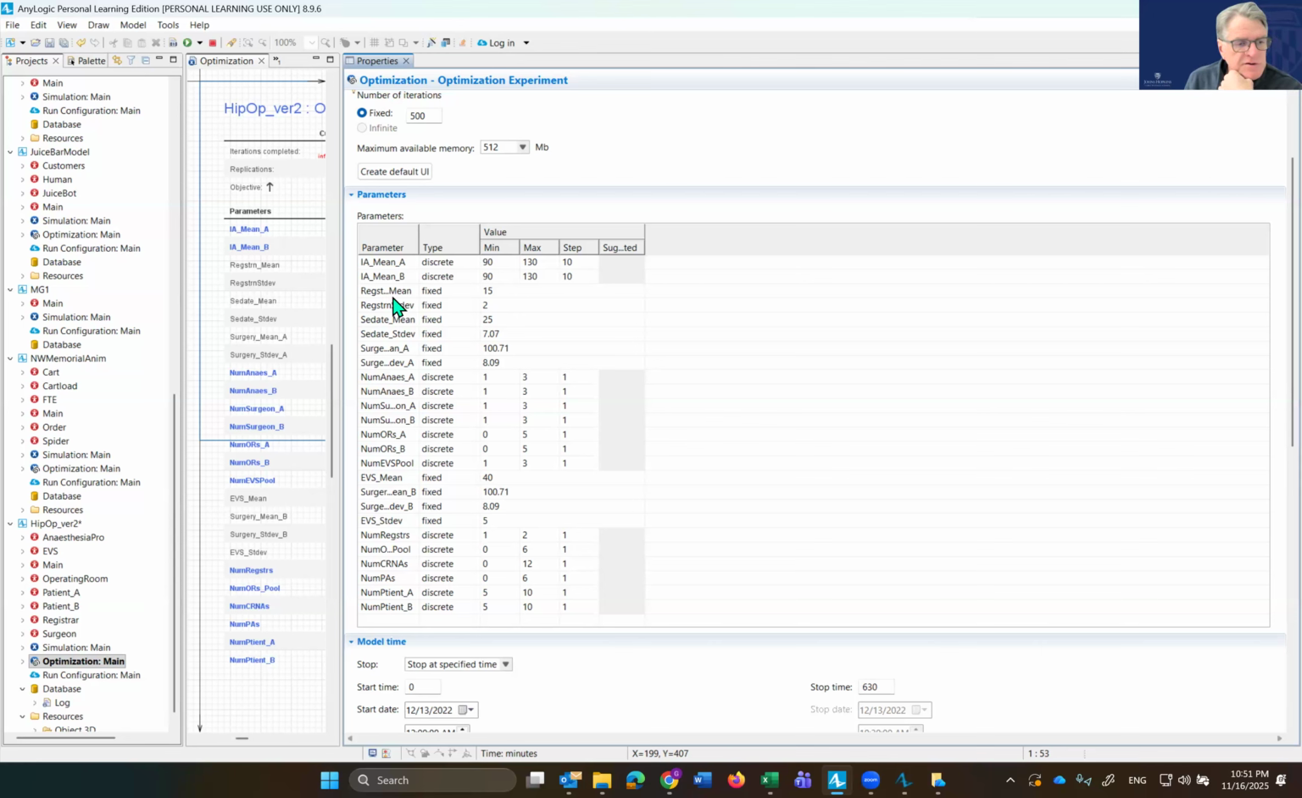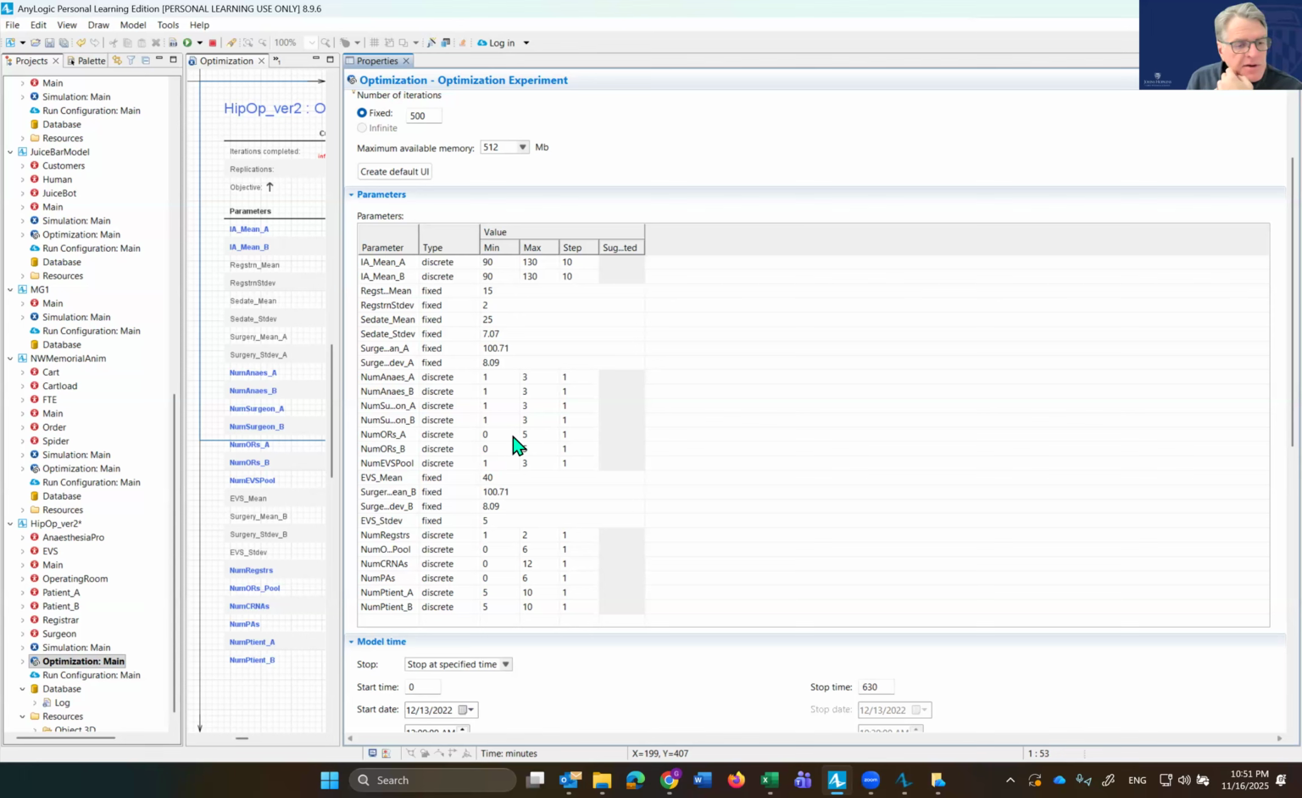Saying that the registration times are fixed at 15 minutes with a 2-minute standard deviation, and the sedation time similarly fixed. Some of the surgical times for both A and B. But here it goes. For the anesthesiologists we're entertaining between 1 and 3, stepping one at a time. So 1, 2, 3. For B also, 1, 2, 3. For the surgeons, same, A and B.